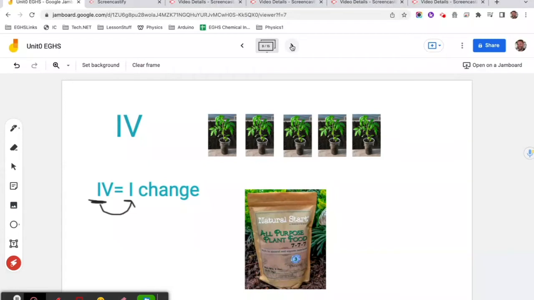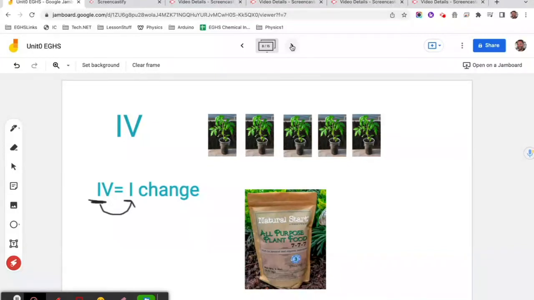What I changed, what my independent variable was in that first experiment, was the addition of plant food. That's what I added. I'm adding plant food to those 5 plants. That's going to be your experimental group, some will say as well. So what I'm changing, the independent variable, is the plant food. So the 5 plants that get this fertilizer or plant food, that's my independent variable.